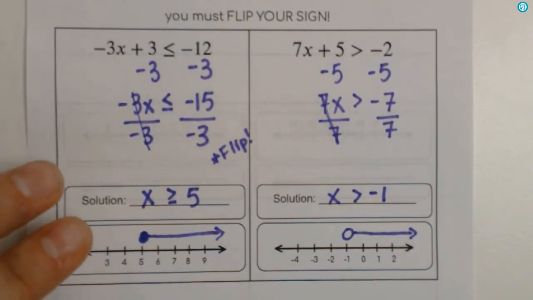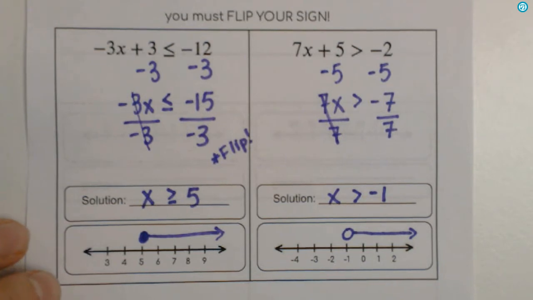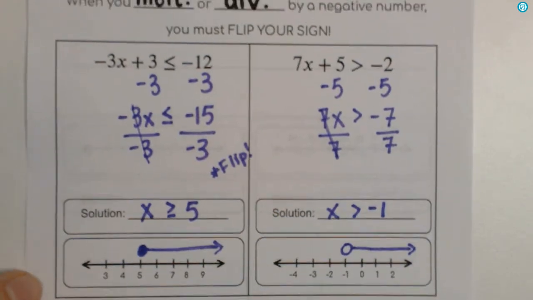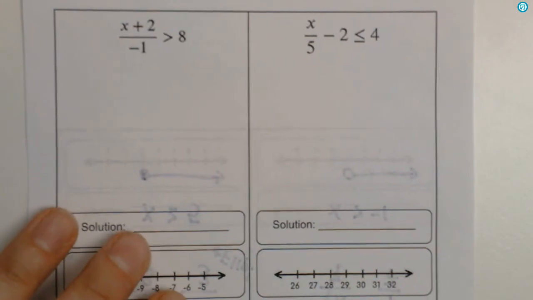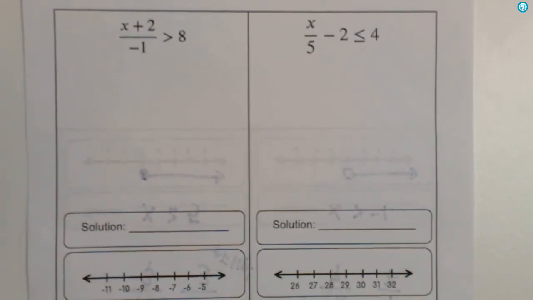We're going to keep those fraction styles fresh in our mind, because those equations we solved with fractions get solved the exact same way inequalities with fractions get solved. So I'm going to flip this over. I'll show you guys how to fold it in a second. I've got x plus 2 over negative 1 is greater than 8.